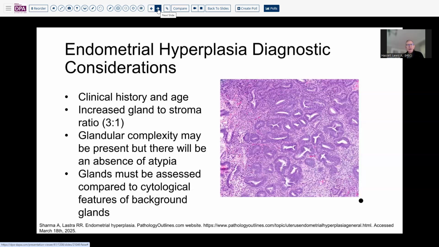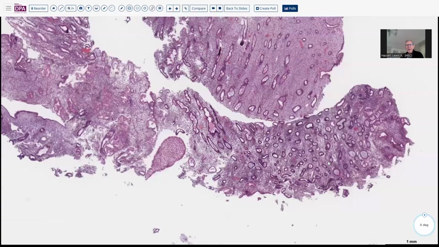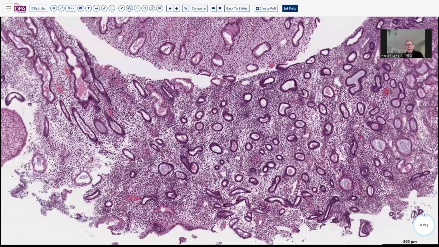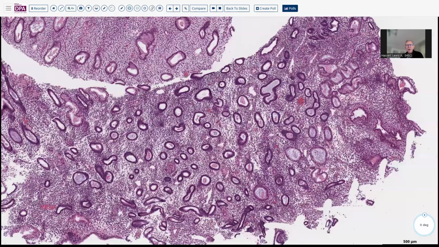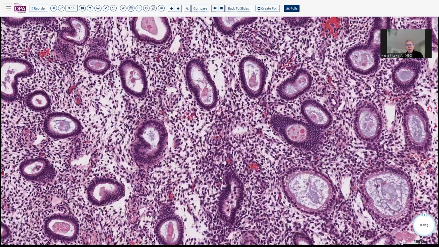I didn't include a digital slide with a lot of good experience, but this may be helpful for us to think about an area like this: mildly increased gland to stroma ratio. You can see that, and then as we look at the cytology on these glands, they look very, very similar. They don't look at all atypical.